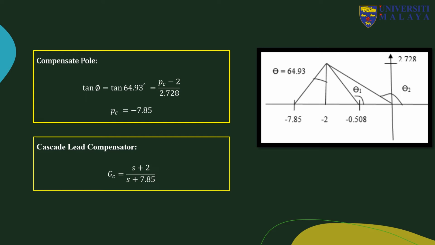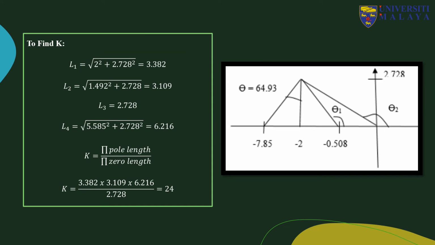Thus our Gc for the cascade lead compensator is (s + 2) over (s + 7.85). Then from these three values of all poles and zeros, using the formula K equals the summation of pole lengths over the summation of zero lengths, we got K equal to 24.